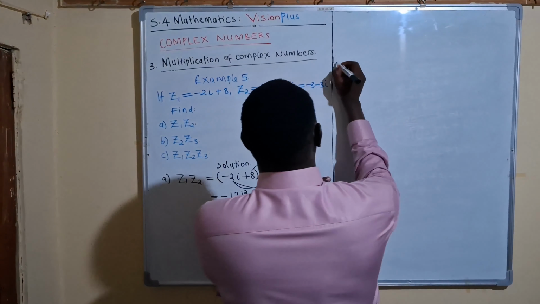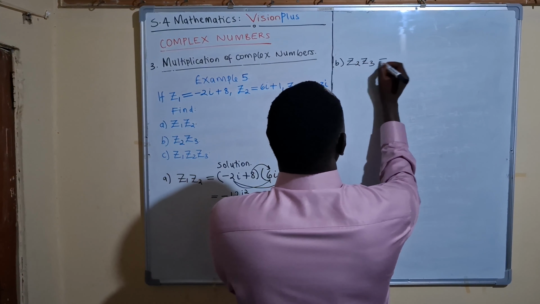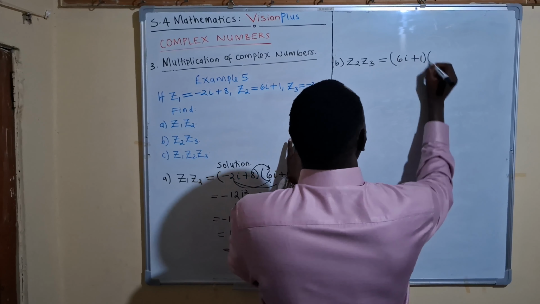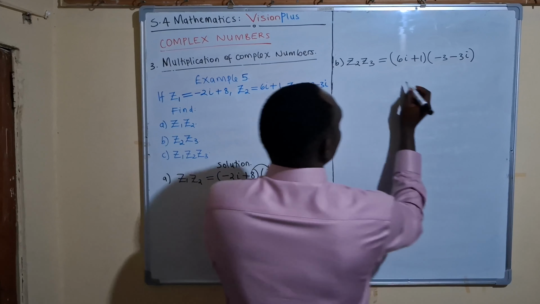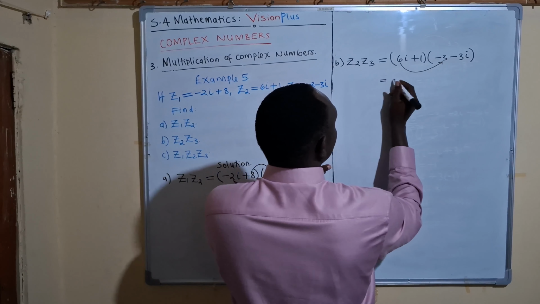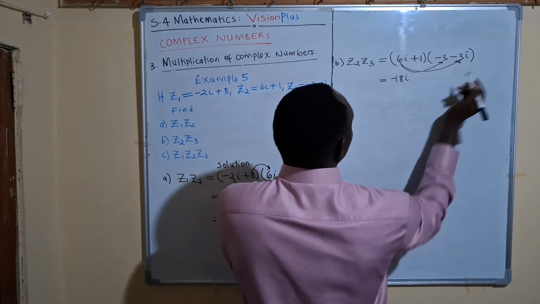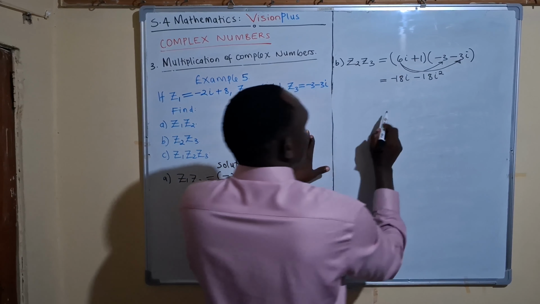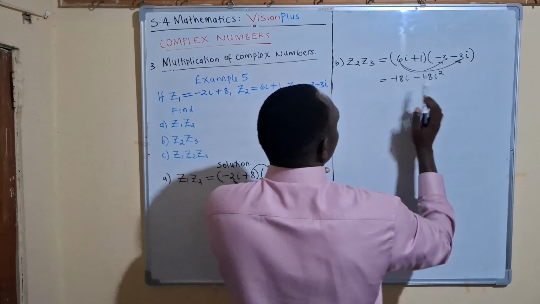Without wasting time, let's go to part B, which says z2 times z3. What is the value for z2? z2 is given as 6i plus 1. But we are multiplying it by z3, which is negative 3 minus 3i. So 6i times negative 3 is negative 18i. Again, 6i times negative 3i is going to give us negative 18i squared, simply because this is positive and this is negative. 6 times 3 is 18. I times I is I squared.